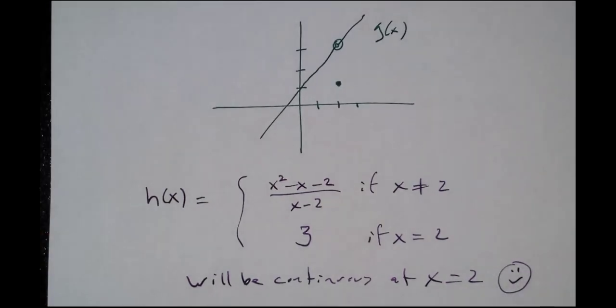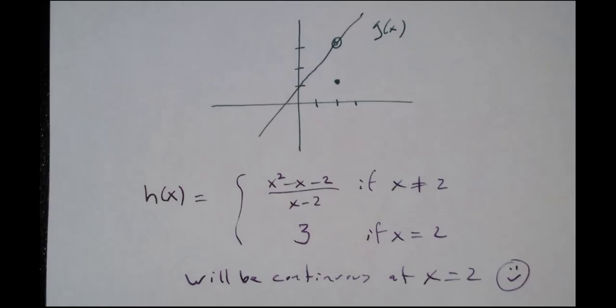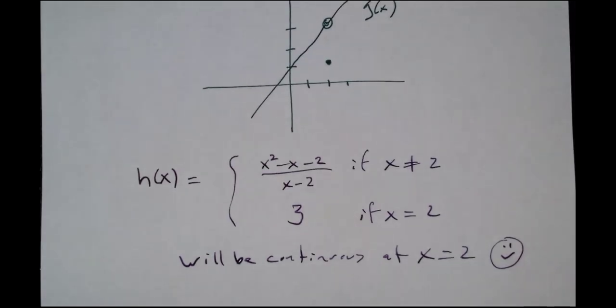Because now the limit exists. The limit is 3. The value exists. The value is 3. Since those two match up, I plug the hole. I'm good to go. In a very real sense, we've gotten rid of the discontinuity. We've added something to our function and made the discontinuity go away. A hole in the graph is a removable discontinuity if there's a way to plug the hole.